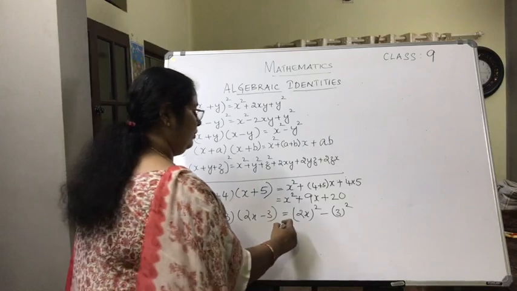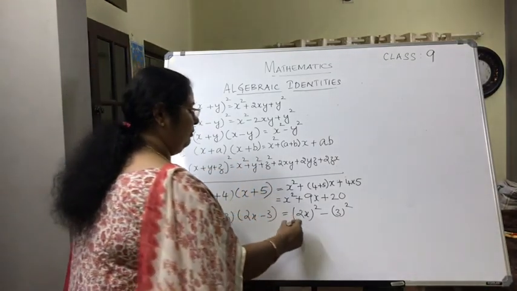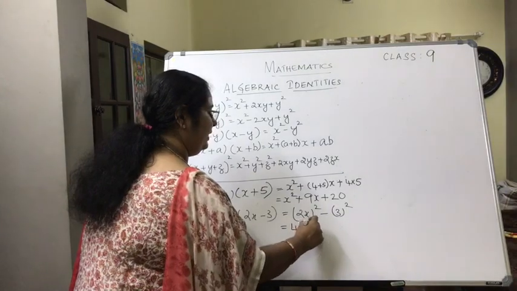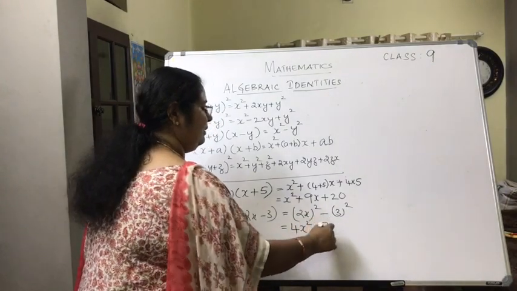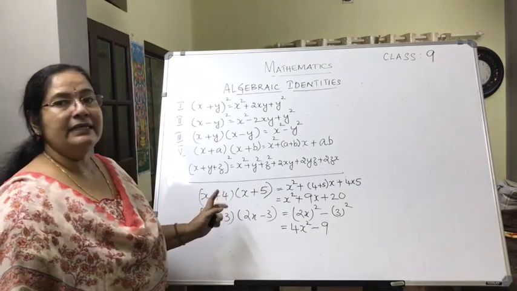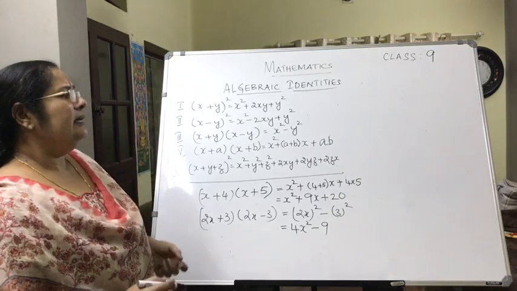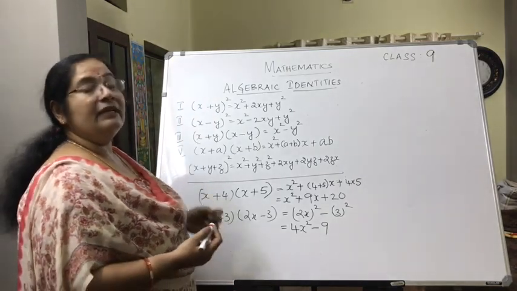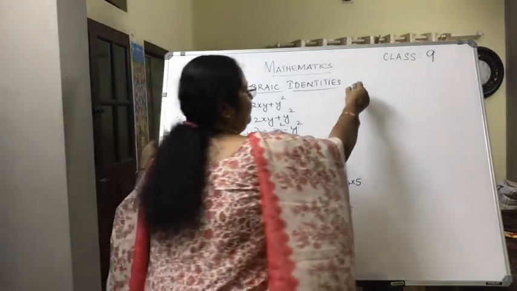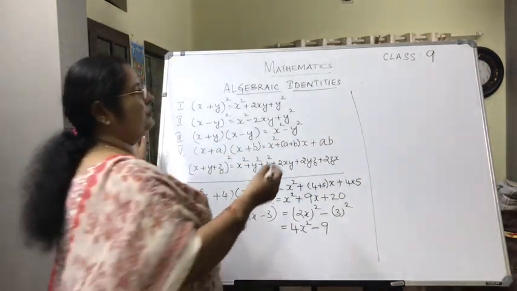Now (2x) the whole square will be 2 square and x square multiplied. So you will be getting it as 4x square minus 3 square is 9. So this is 4x square minus 9, the simplified form using the identity. Now sometimes you may get a question like evaluating.